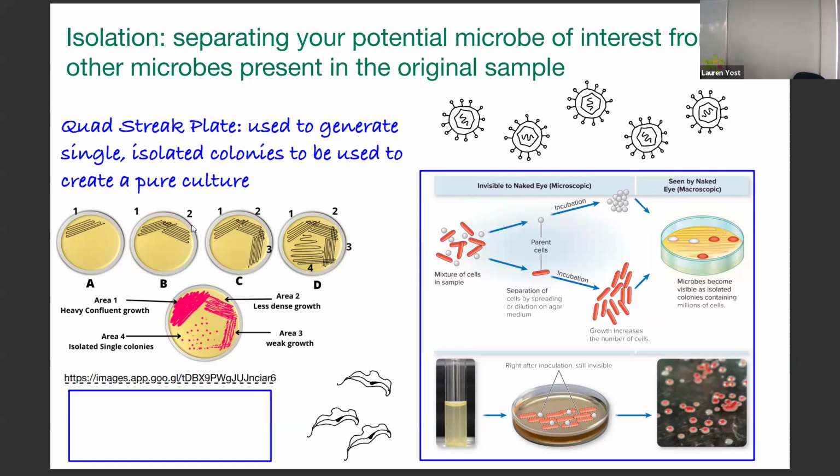So isolation is our next step, our third I in the 5 I's. Isolation is separating out that mixture of bacteria and then targeting your microbe of interest. And so the way that we can spread those out, the way that we learned in our lab, right, and the way that I'm going to test you on the test is going to be the quad streak plate.